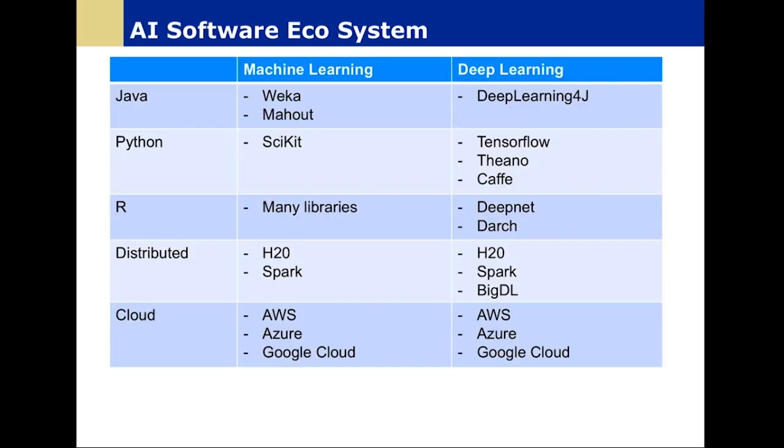There are a number of different projects around the AI software ecosystem, and many of you are probably familiar with libraries in languages like Python and R, which give us the ability to do general machine learning. Scikit-learn and many of the CRAN libraries in R give us that. We can also do distributed machine learning using H2O and Spark MLlib. Now, on the deep learning side of things, we generally have specialized frameworks. Many of you might be familiar with deep learning frameworks like TensorFlow, Theano, Caffe, etc.